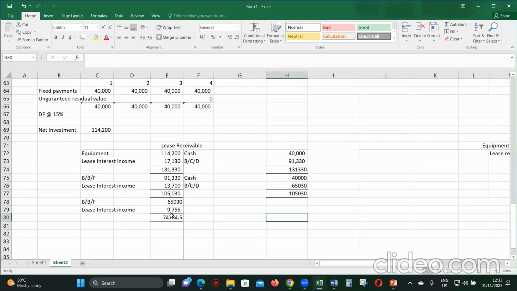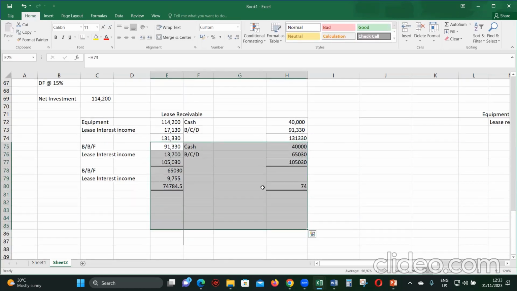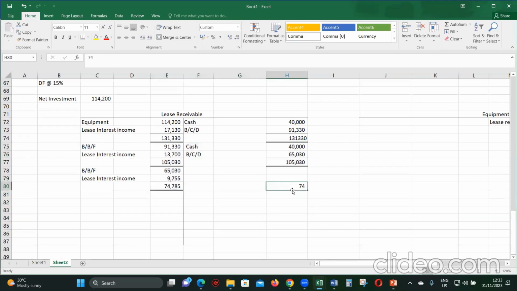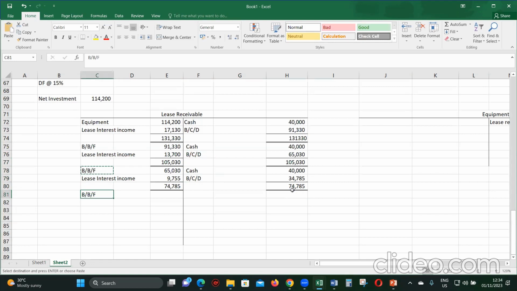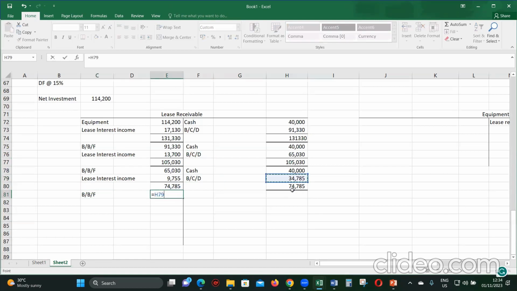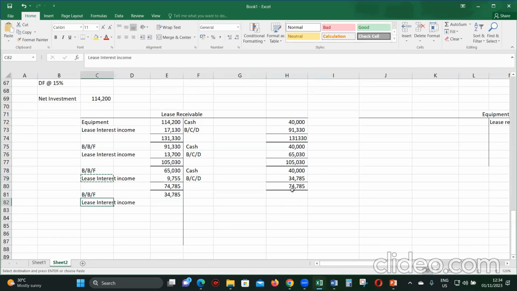You can balance this. 74,785. But 40,000 you are receiving. So what's the balance? Balance carried down and then balance brought forward. Fourth year, last year. What's the balance? 34,784. Again, you can compute fourth year lease interest income.